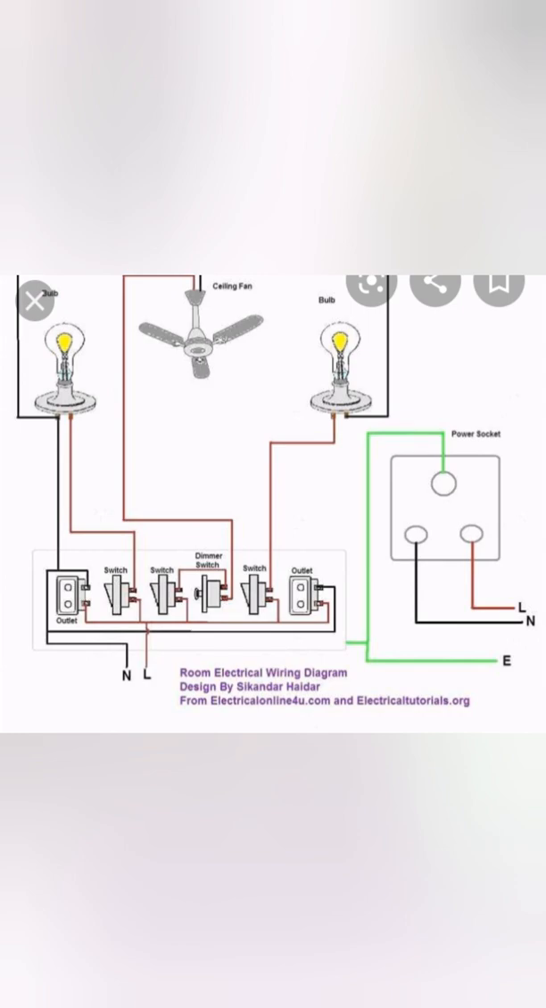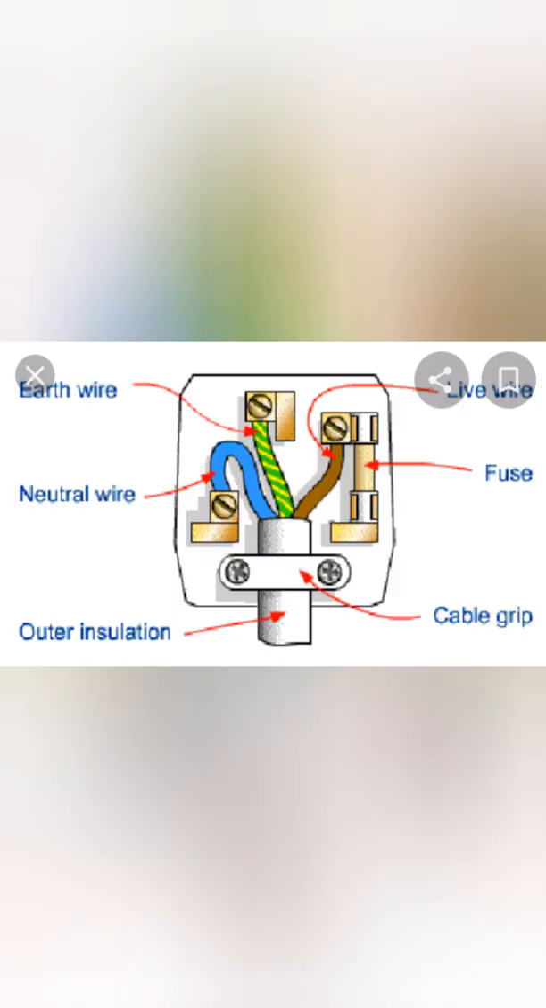Now here you can see the circuit of a room. You can see the bulbs and the fan connected to the different switches on the switchboard. Now the three different wires, that is the live, neutral and the earth wire, come to the separate rooms, and then they reach the socket board. This is a plug you can see which is connected to the three different wires. This is how the connections are made, and the three wires are having different colors.